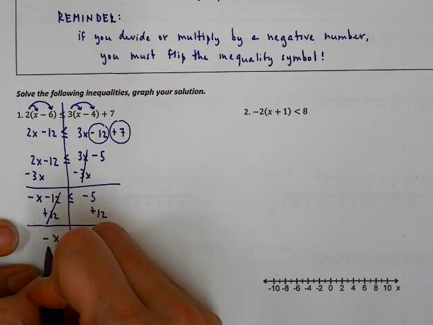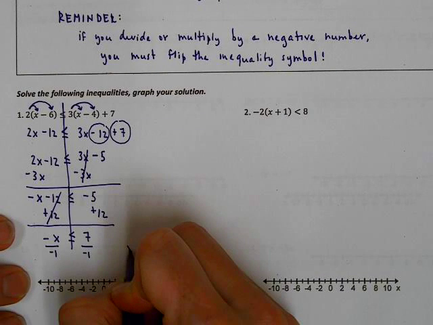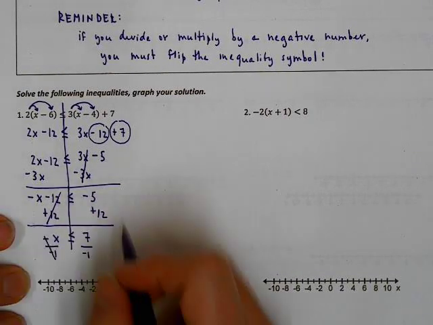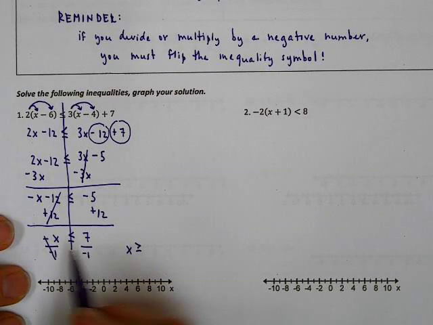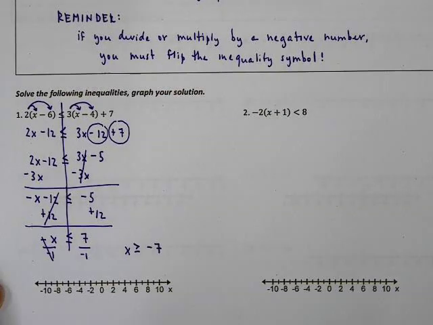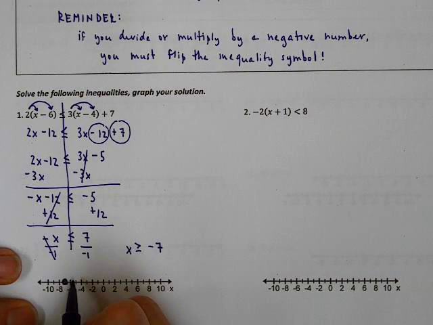Last thing I need to do is divide by a negative 1, and that's going to cause my inequality symbol to flip. So now I have x is greater than or equal to negative 7. I'm going to draw a closed circle at negative 7, and I'm going to shade to the right.